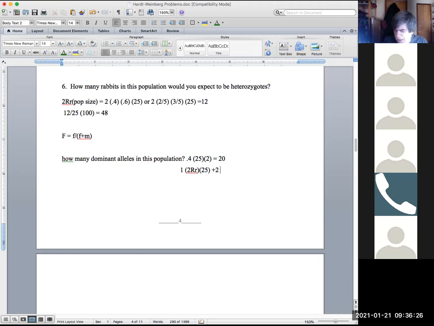And we could add 2 times big R squared times our population size, because this is everybody who's homozygous dominant, and all of these individuals have 2 alleles. So we could do this and add this up and hopefully we would come out with 20 alleles again.